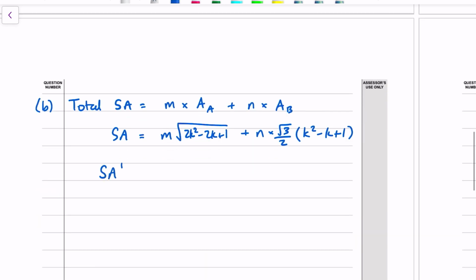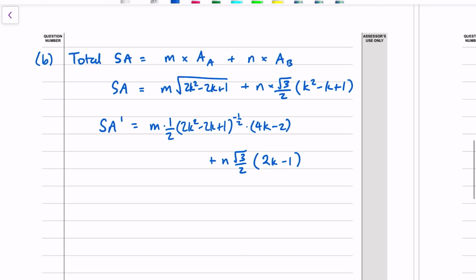Okay, so differentiated, m stays there, the square root becomes 1/2 in the front, 2k squared minus 2k plus 1 to the power of negative 1/2, then multiply by the inner derivative, 4k minus 2, plus n times root 3 over 2 in the front, multiplied by the derivative of the bracket, 2k minus 1. And like I was saying, I've said it a couple of times, the factor there and the factor there share the same solution, and so we can factor it out.